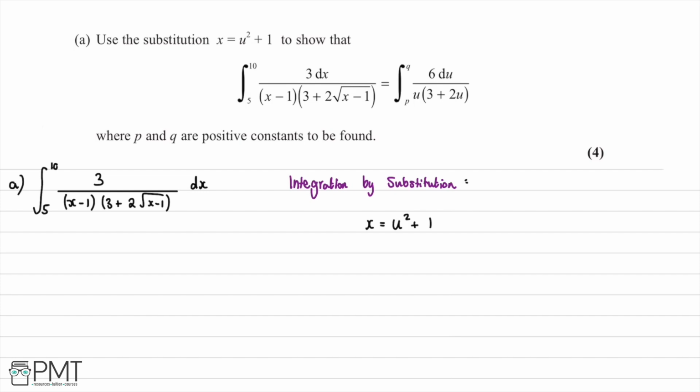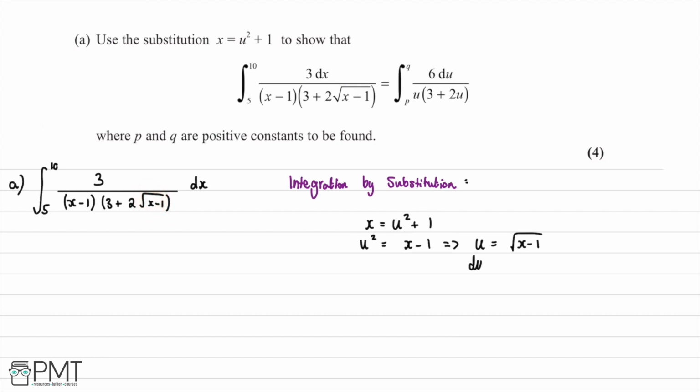So therefore, we're going to say that u squared is going to be equal to x minus 1, and therefore we can say that u is going to be equal to the square root of x minus 1. And this is good because we can see here we have the square root of x minus 1, which in just a few seconds we'll be able to substitute in u for this.